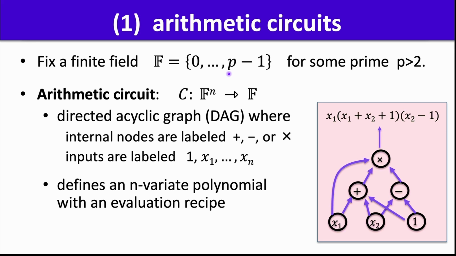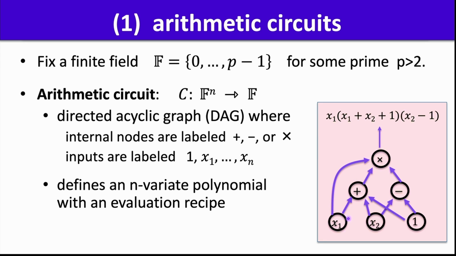Now, once we have a field, we can define arithmetic circuits on top of the field. So what's an arithmetic circuit? Basically, an arithmetic circuit is what we call a directed acyclic graph, where the internal nodes are called gates, and they're labeled with an arithmetic operation, either addition, subtraction, or multiplication. And the inputs are labeled with the input variables x1 to xn, and also we give ourselves the constant 1. And so here you have an example of an arithmetic circuit. You can see the inputs are x1 and x2. Here's the input 1. And the gates are labeled plus, minus, and multiplication.